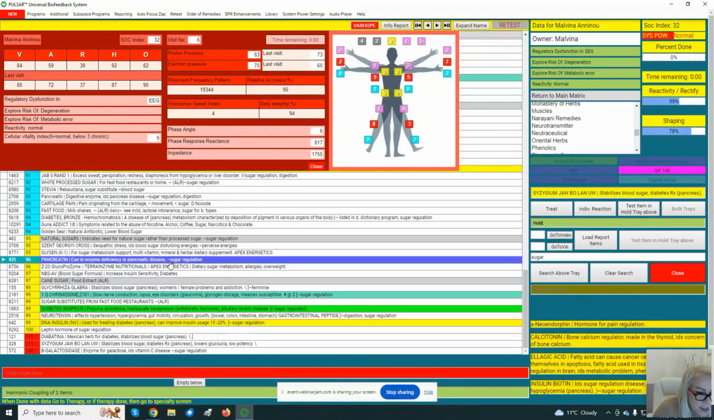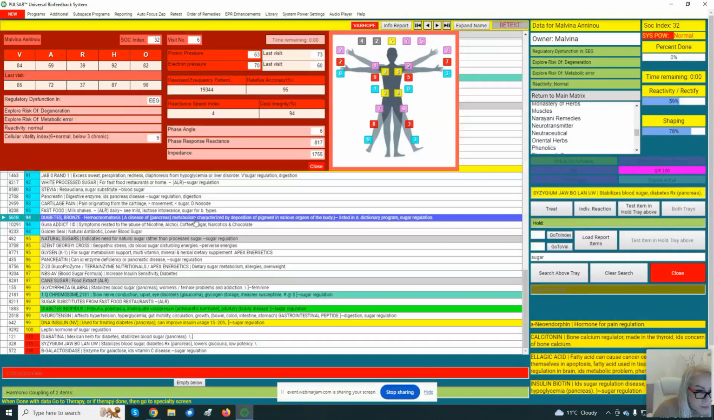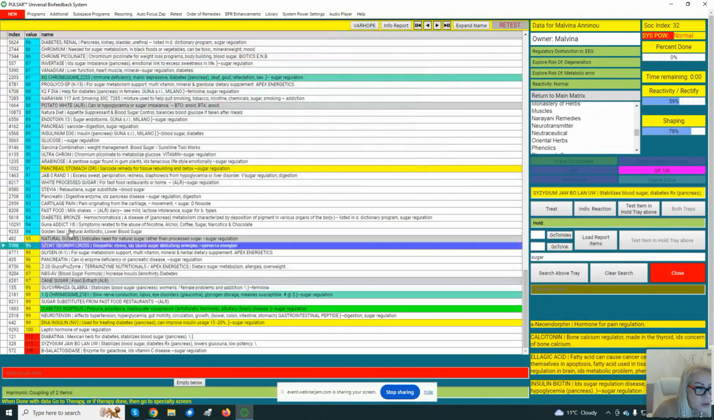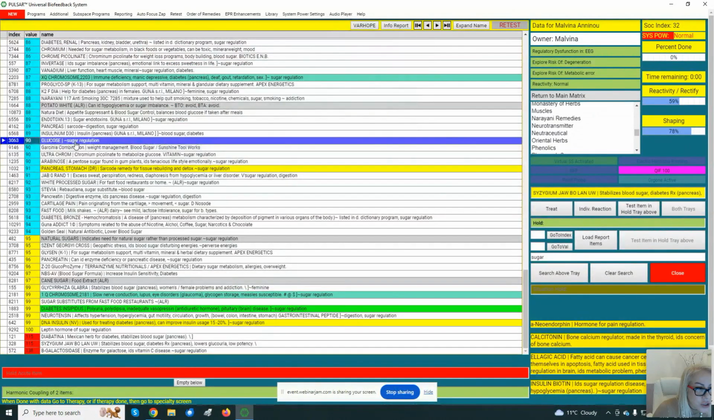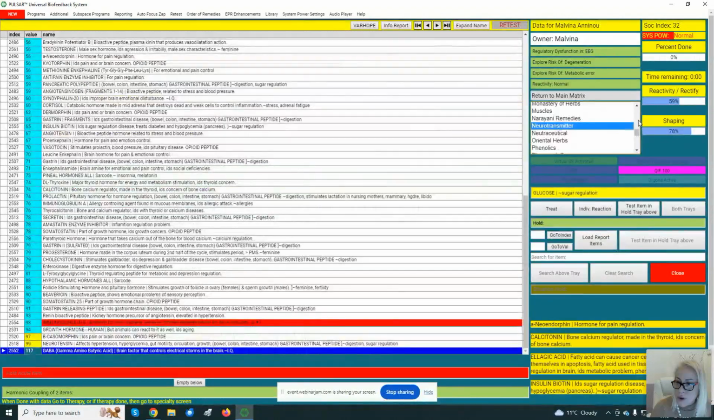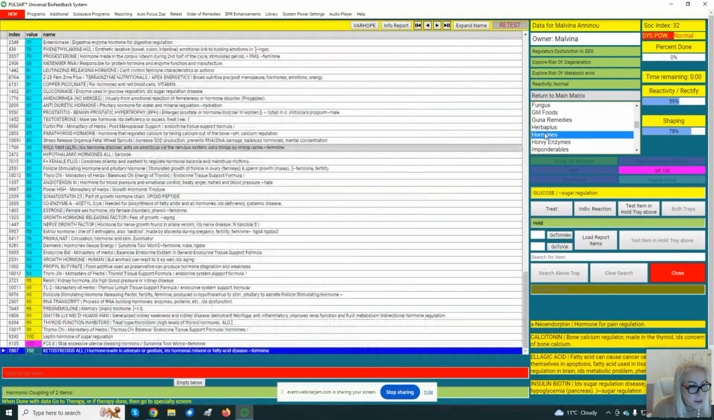Okay, here we can see the enzyme deficiency for pancreatic disease, perhaps, or diabetes. I was looking for glucose. Actually, I was looking for the actual glucose here, glucose sugar regulation. And it's in the 90s, so why not? I'll do this one and return to main. And no, let's go to neurotransmitters again, or maybe hormones. I'm going to go to hormones this time. And let's see, test and treat.